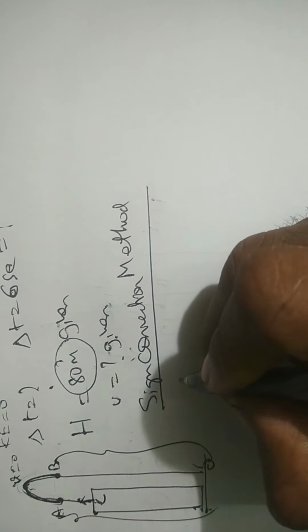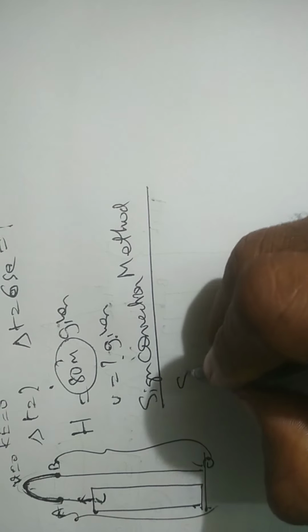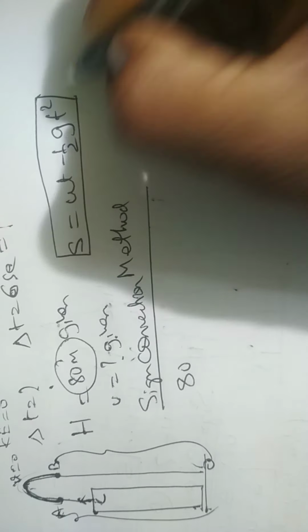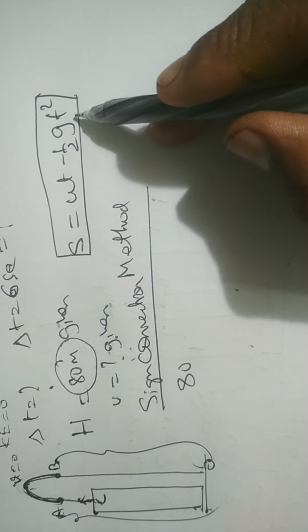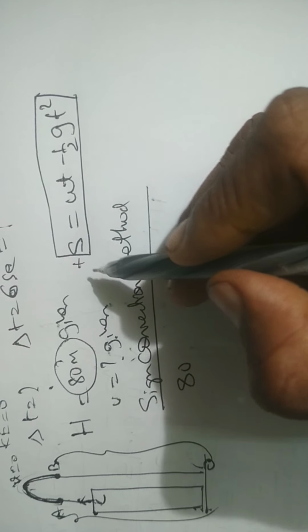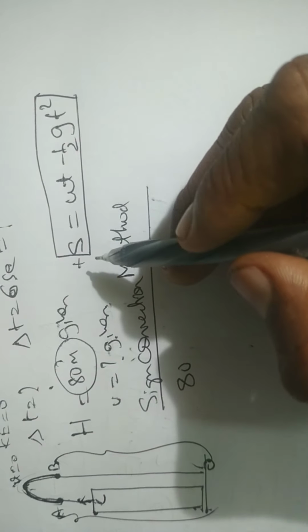What is the sign convention method? They'll give you the S, so that is some 80. The formula which we are going to use here is a simple formula: S is equal to ut minus half gt square. No other special formula. It is also the height of tower formula only, but here S is taken as positive. Why is S taken as positive, whereas in height of tower we were taking negative?